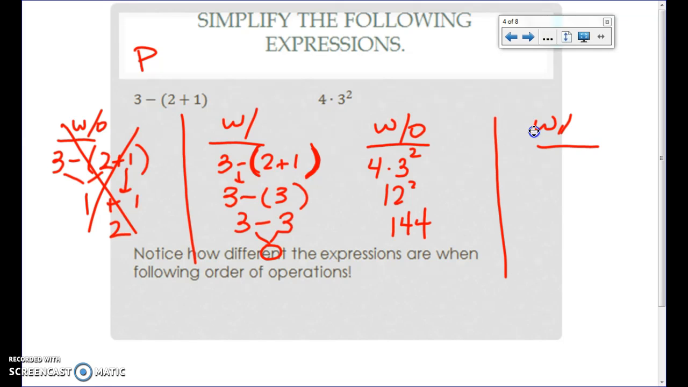With order of operations, I would be thinking parentheses, exponents. I don't see any parentheses, so now I'm looking at exponents. So I'm looking at this base and its exponent. I need to simplify that. The 4 and the multiply come down.